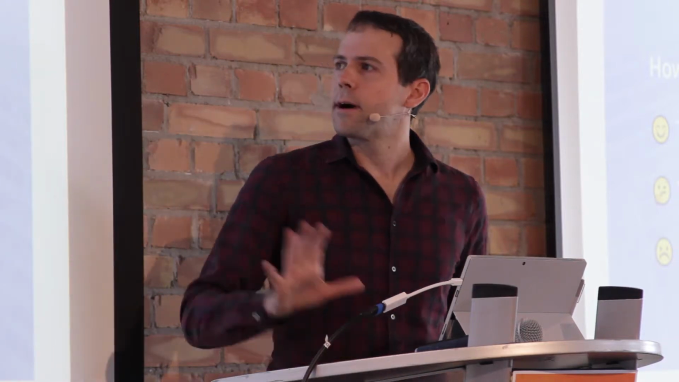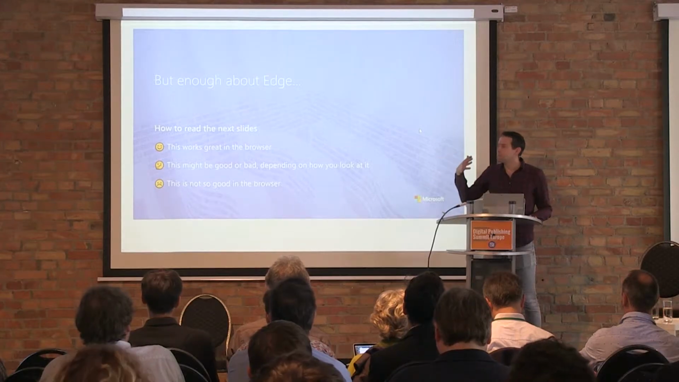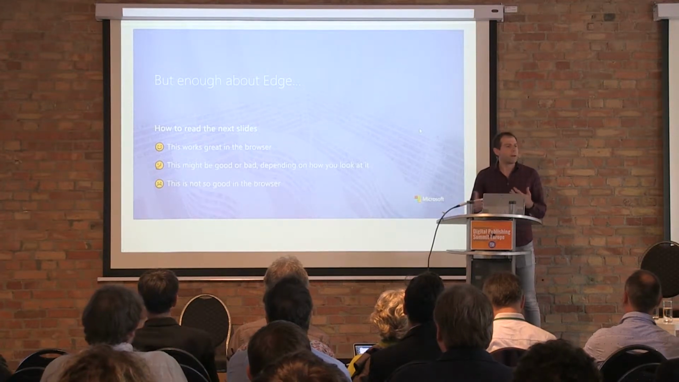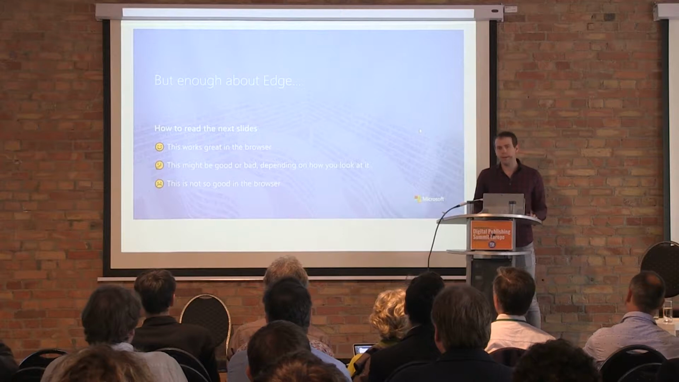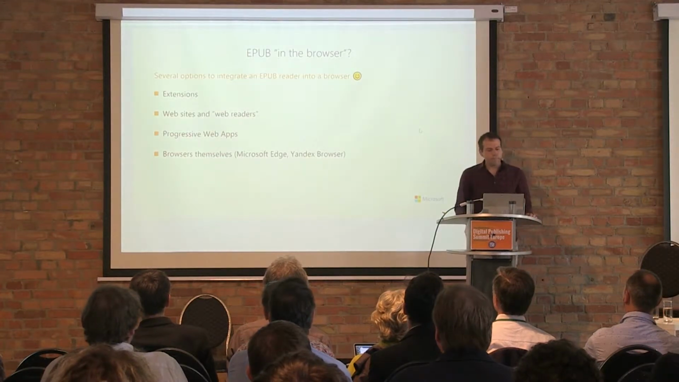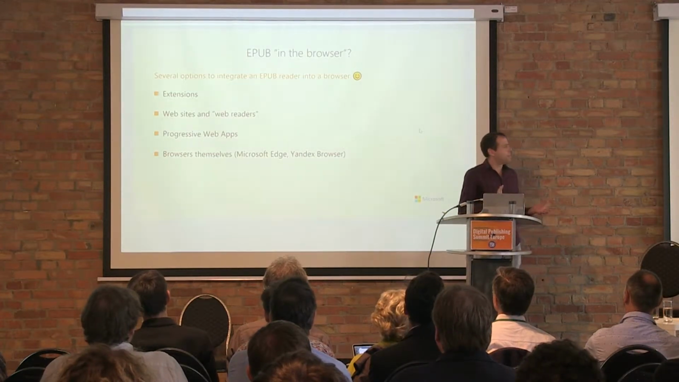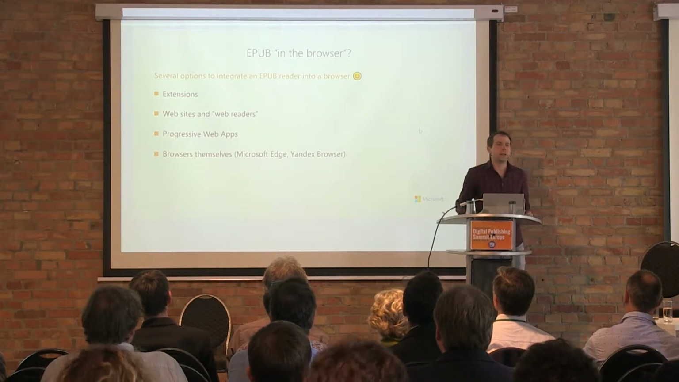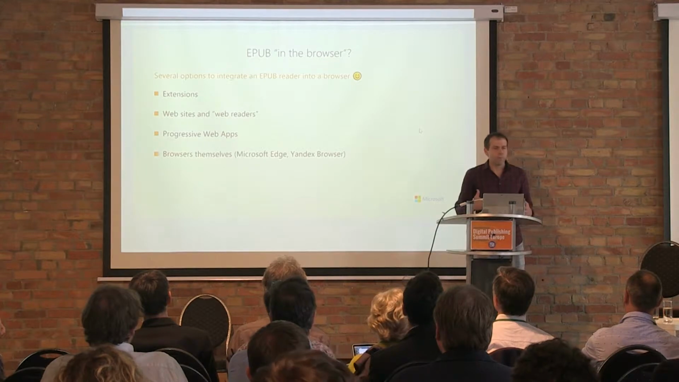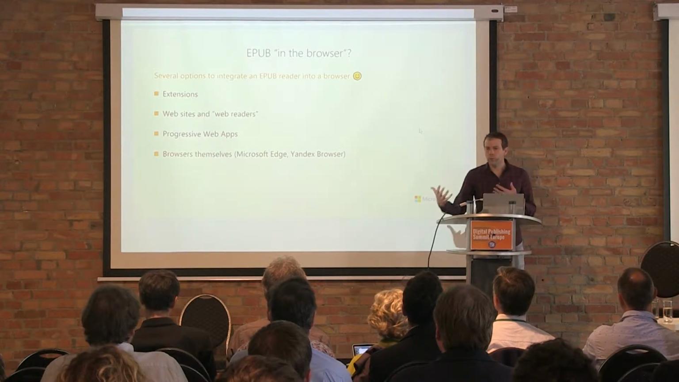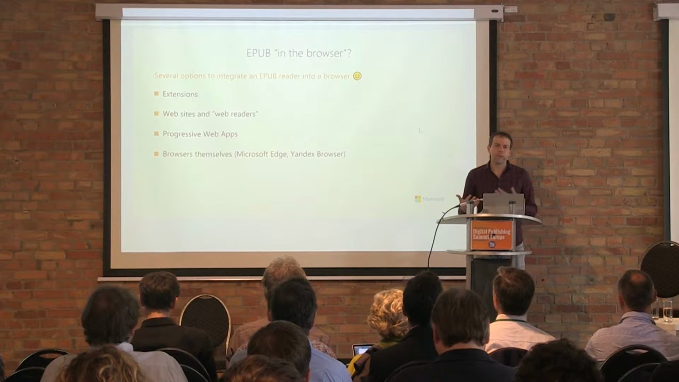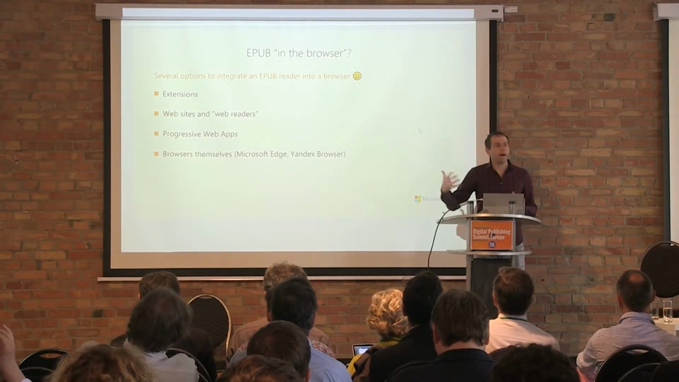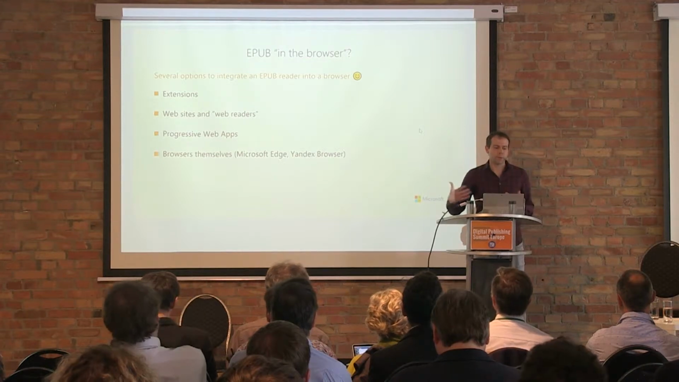So enough about Edge. I'm going to talk a little bit about EPUB in the browser in general. What's good, what's bad, what's hard, and what's somewhere in between. So first of all, when I talk about EPUB in the browser, I like to point out that there are at least 4 different ways that you can get an EPUB reader in a browser. First of all, extensions are very common. You have things like Readium in Firefox and Chrome, where you can either read local EPUB files or you can read EPUB files that are uploaded through a service.